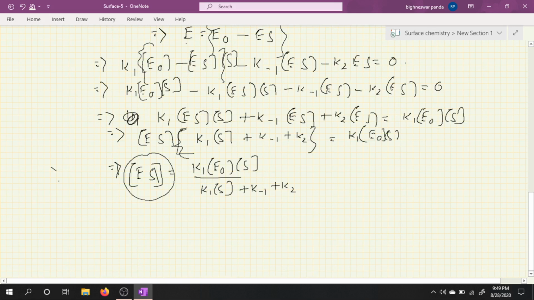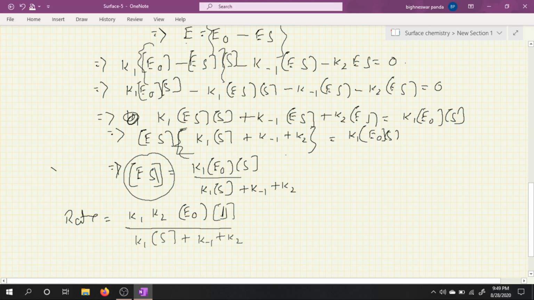So rate is equal to K1 K2 E naught S by K1 plus K minus K2, and this is the rate of the enzyme catalysis.